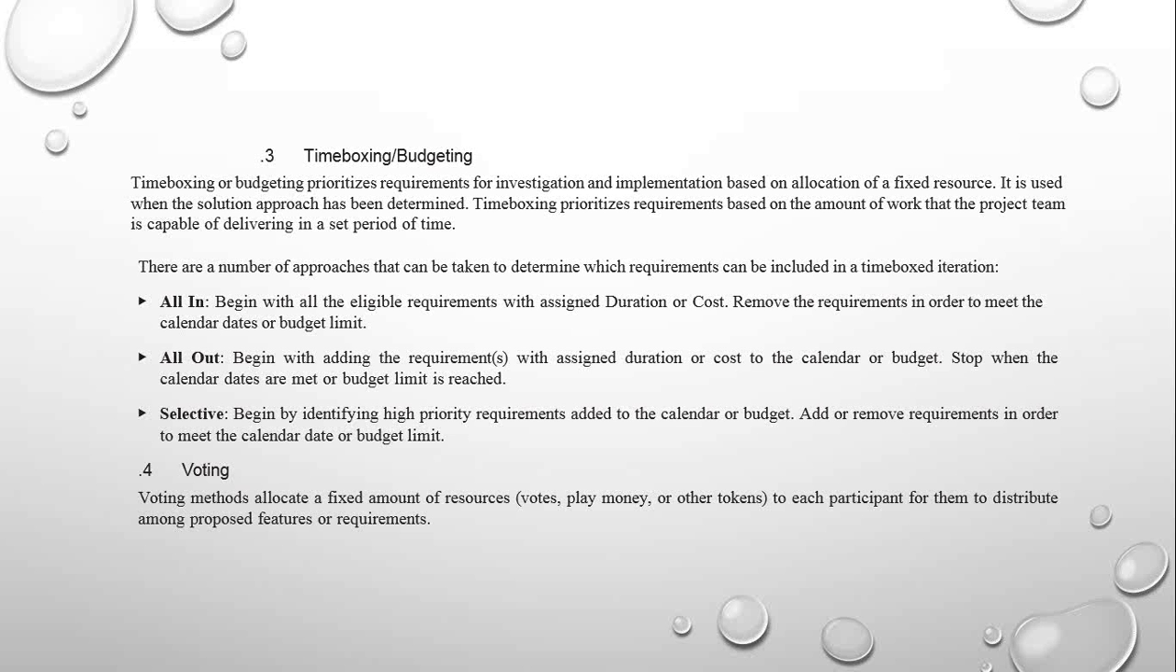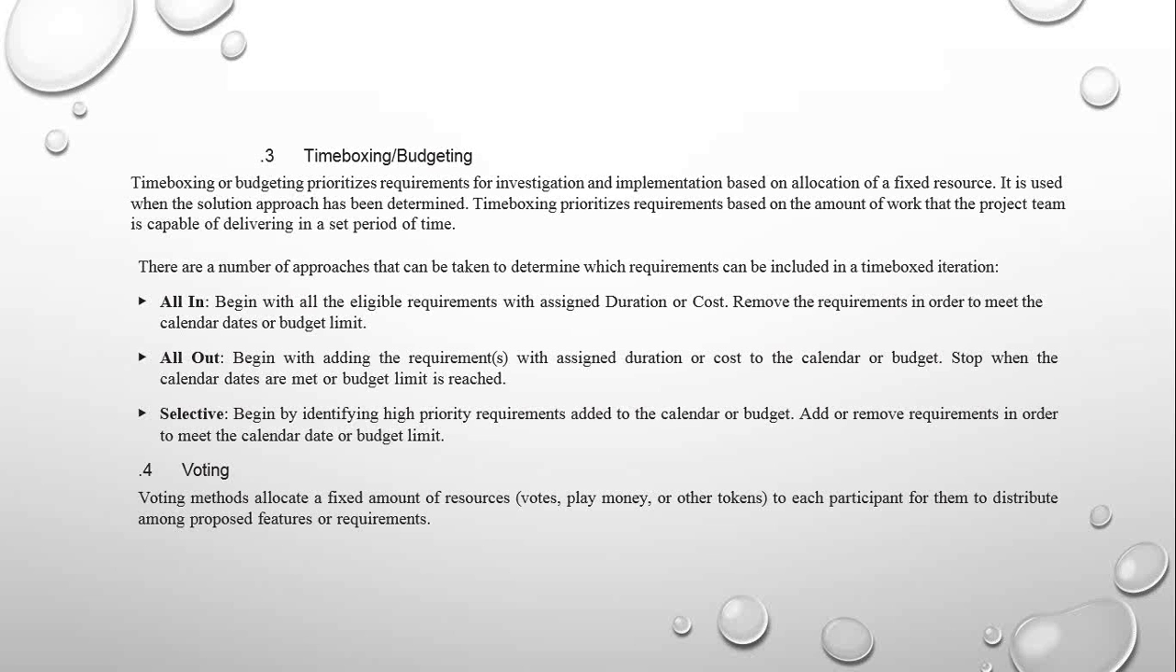Selective. So try to understand the difference in these two. You started with taking everything in and then you are removing it. That is all in. All out, you have everything. Now you are getting in. You keep adding the requirement, so you are getting in. So whatever requirement gets in that limitation, the time box, that is in. So all out means you started with outside. All in means you started with inside. That's the difference. Then you have selective.